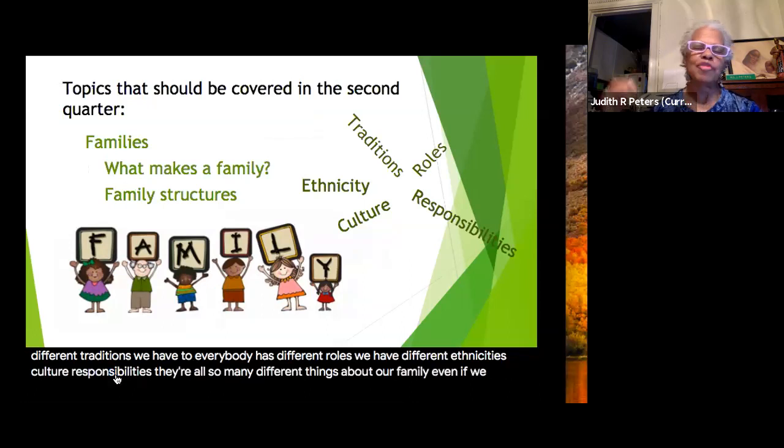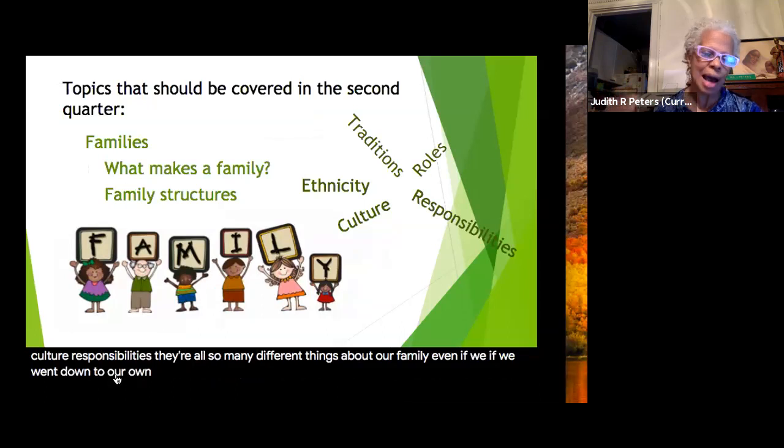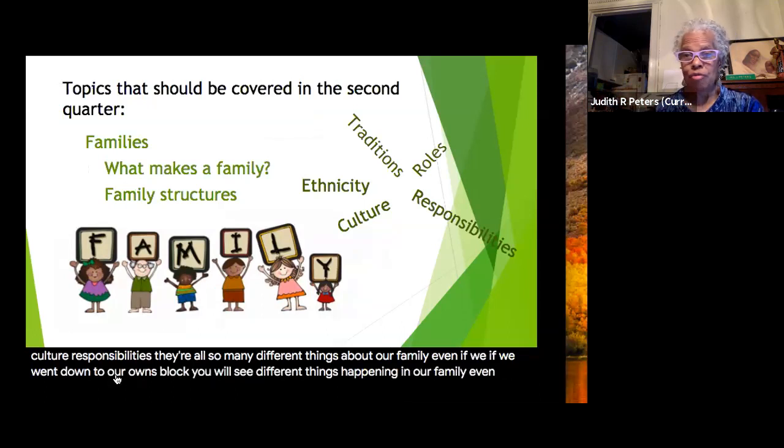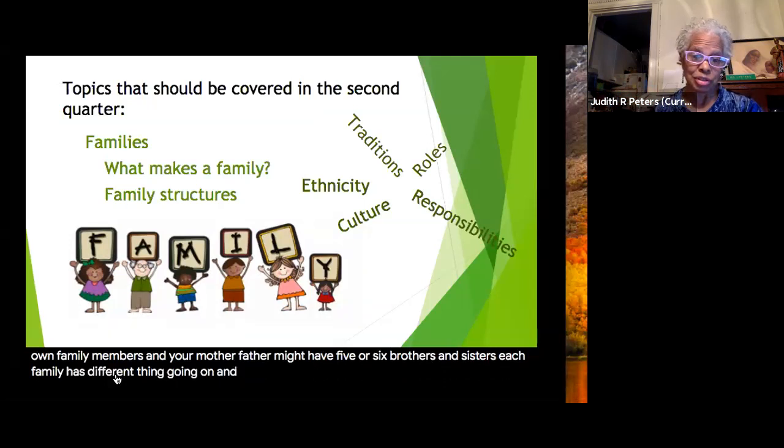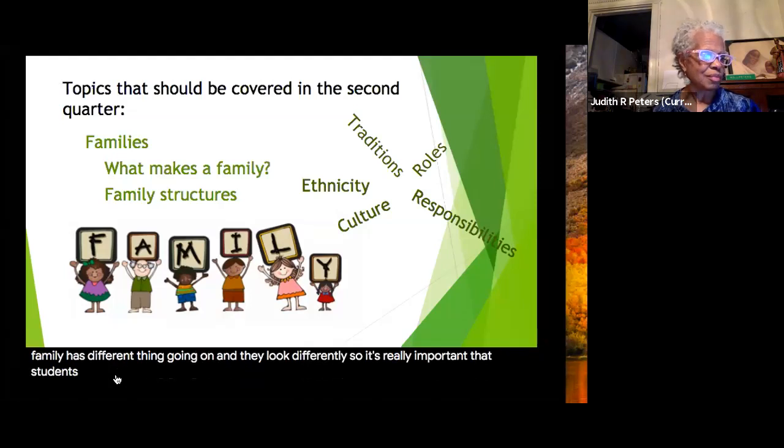Even if we went down to our own block, you would see different things happening in our family, even our own family members. Your mother or father might have 5 or 6 brothers and sisters. Each family has a different thing going on, and they look different. So it's really important that students understand that.